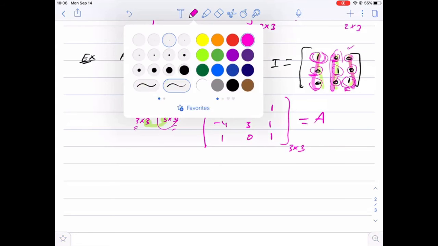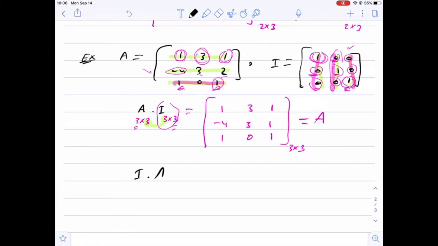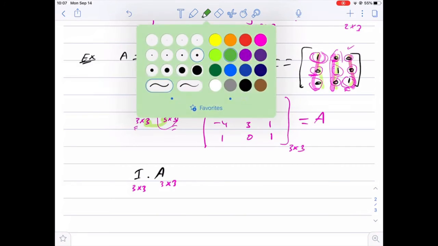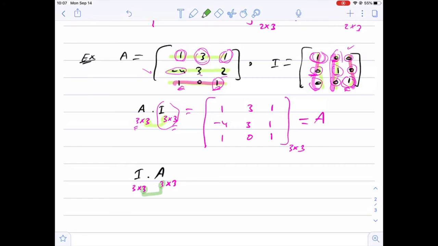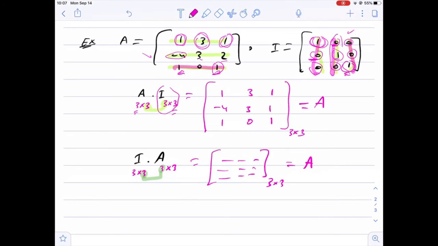Now same thing is correct if we multiply from the left. I times A, still possible because the order of I is 3 by 3, the order of A is 3 by 3, and the inner numbers are the same, as you can see. So we can multiply and we get same thing. Please try this, and then you will find that the resulting matrix is A. So that's what we call identity matrix. So the matrix I is called an identity matrix.